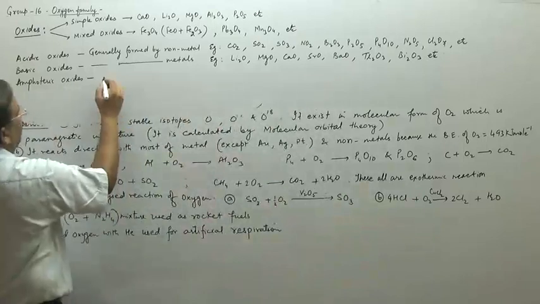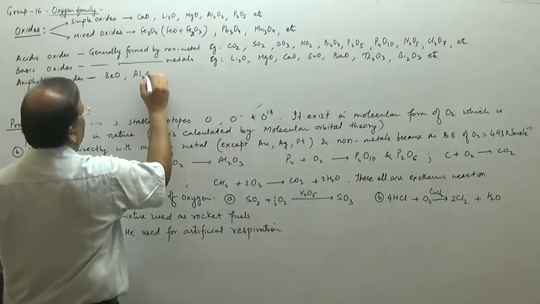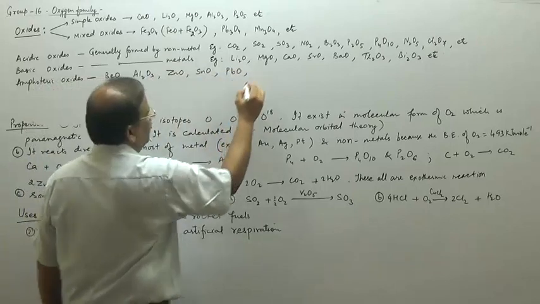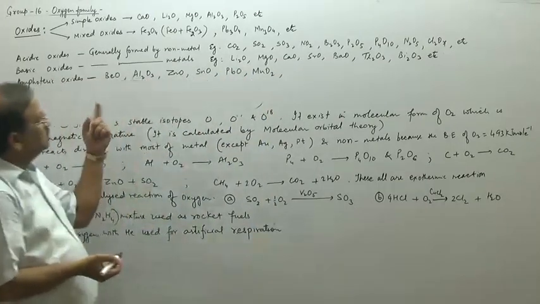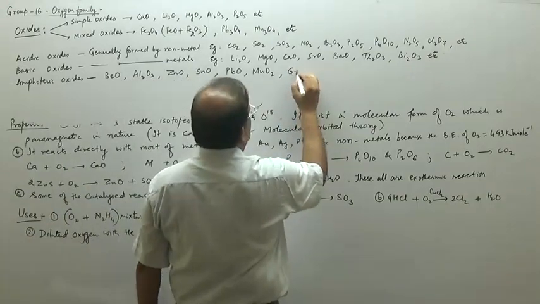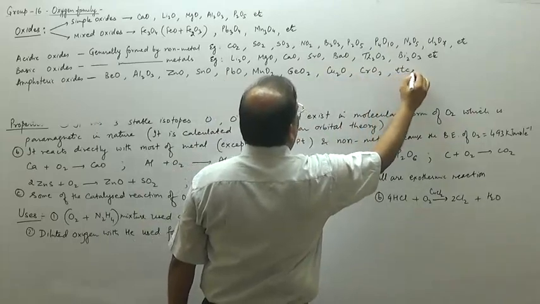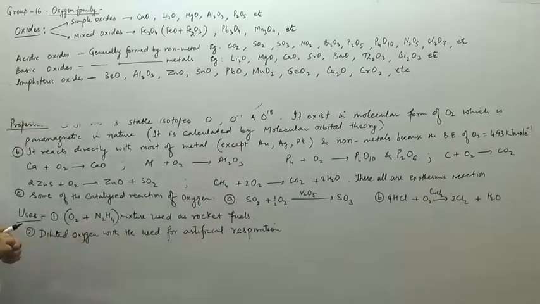The amphoteric oxides are beryllium oxide, aluminium oxide, zinc oxide, SnO, PbO, and MnO2. The amphoteric ones act as an acid in the presence of a base and as a base in the presence of acids. Also GeO2, the germanium oxide, Cu2O, and CrO2, etc. These are what we call amphoteric oxides.